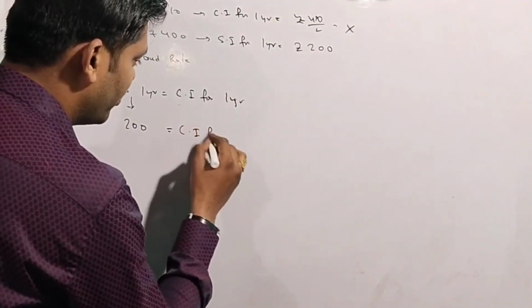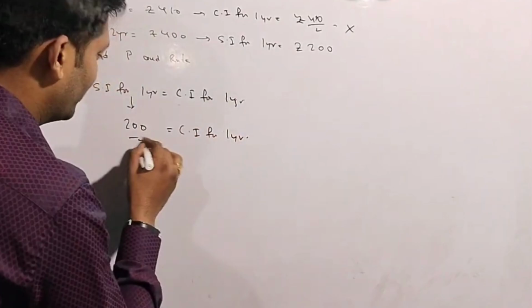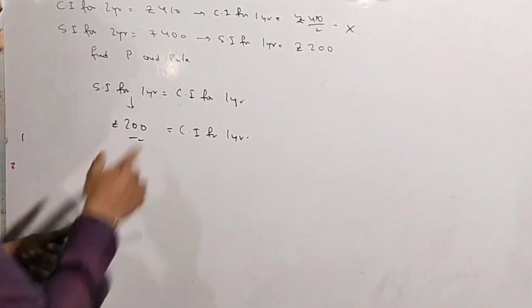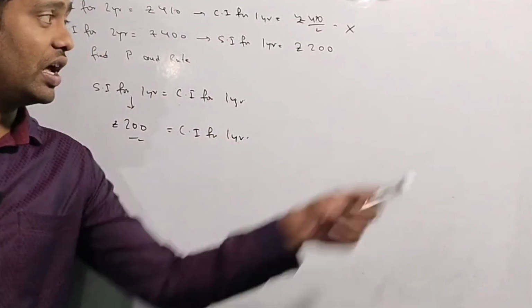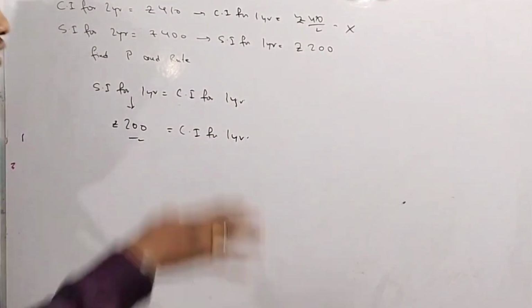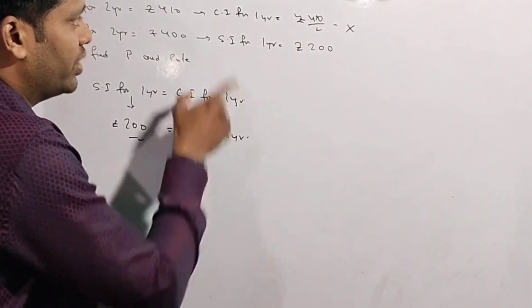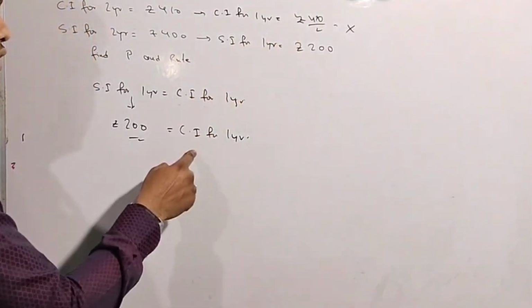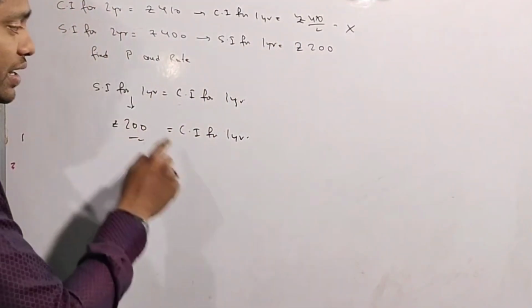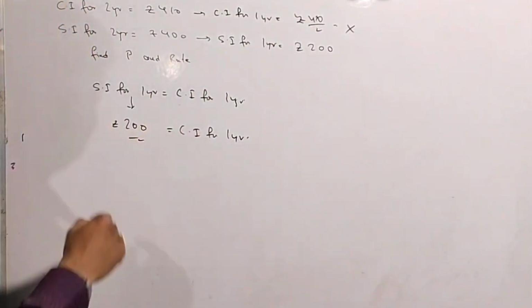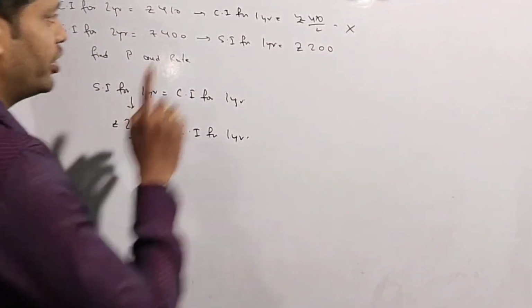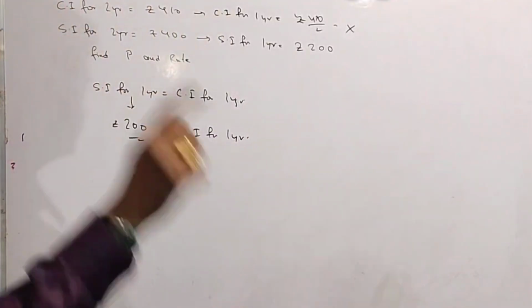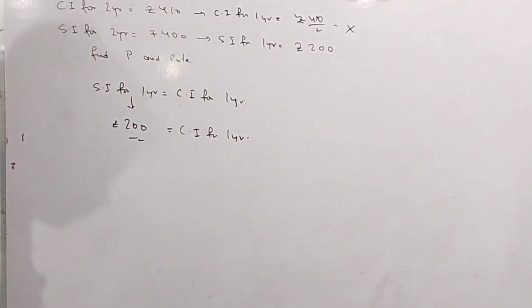So compound interest for the first year will also be 200 only, sir. Because according to what you have explained to us, simple interest for the first year is equal to compound interest for the first year. Yes. So we cannot calculate the compound interest for 1 year by that method, but by this method we can. It means 200 is the compound interest for the first year, and simple interest is also the same. So now I have compound interest for 1 year as 200 and simple interest for 1 year is also 200.